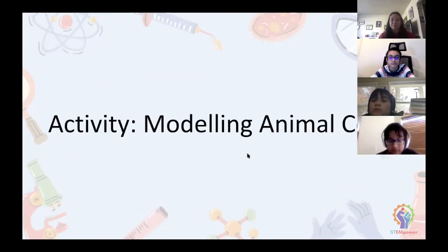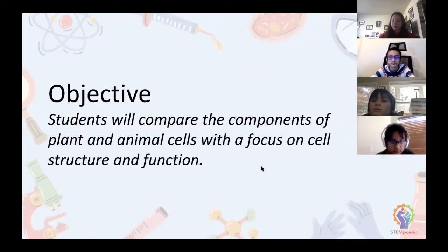Yeah. So let's get into our activity, modeling animal cells. Can somebody read our objective for us? Go ahead, Erin. Objective: students will compare the components of plant and animal cells with a focus on cell structure and function.